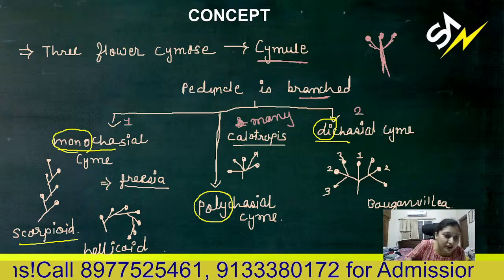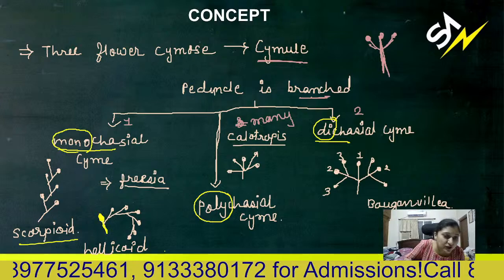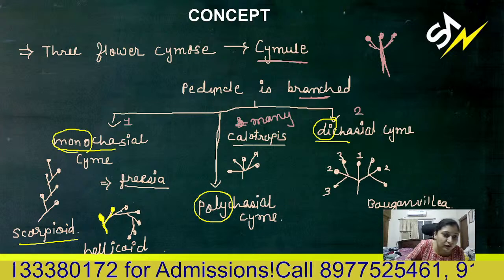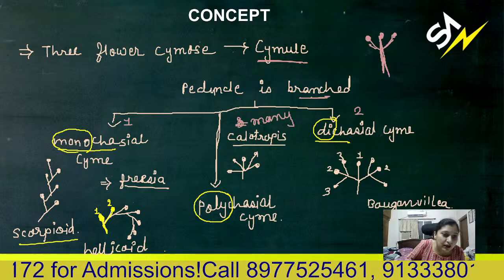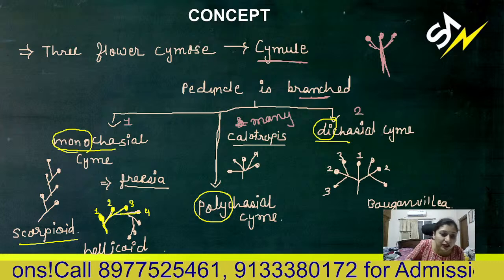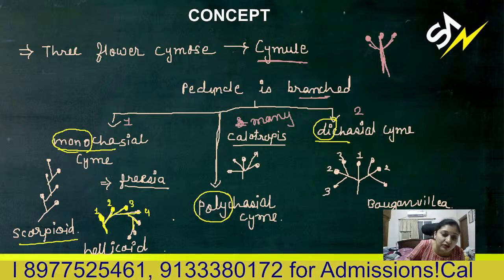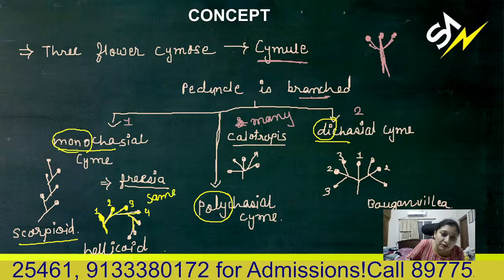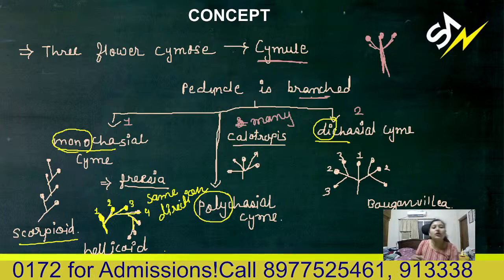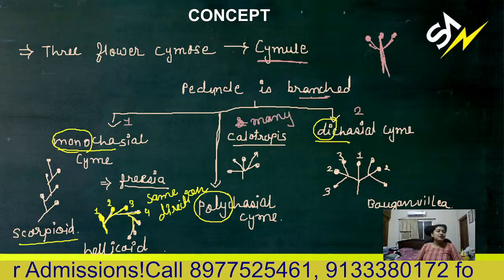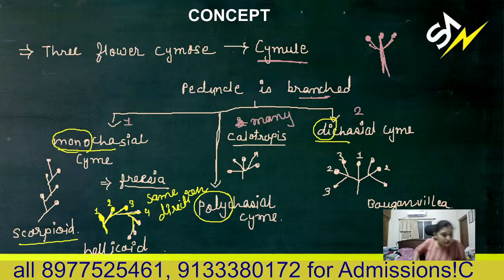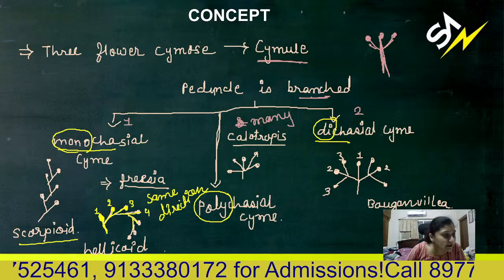See, like here, for example, this is the first flower, then this peduncle is divided into one, and again it will form the second flower, one, two, again divided into one more branch, three, four. Like this, it will keep on continuing in the same direction. Then this is called the helicoid type of monocasial sign. Is that clear?